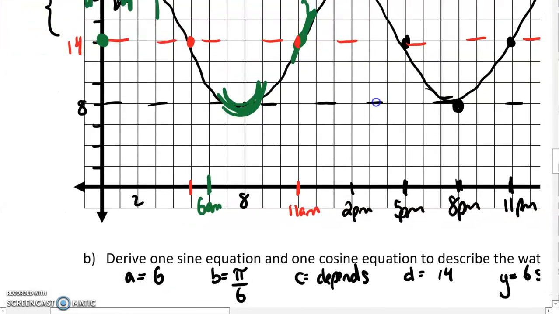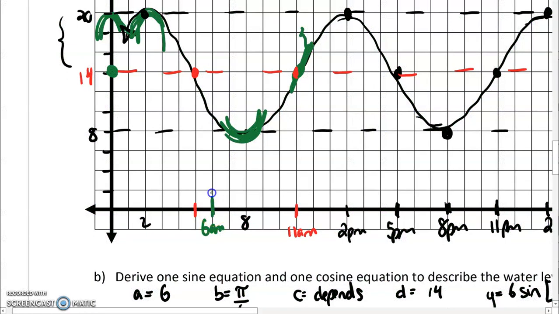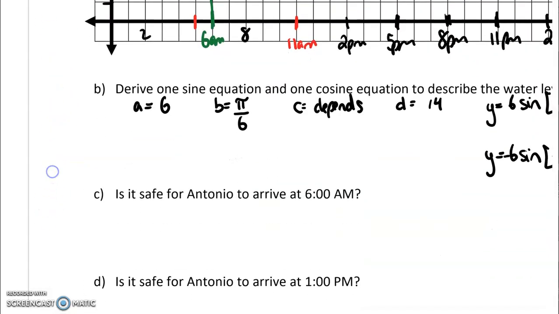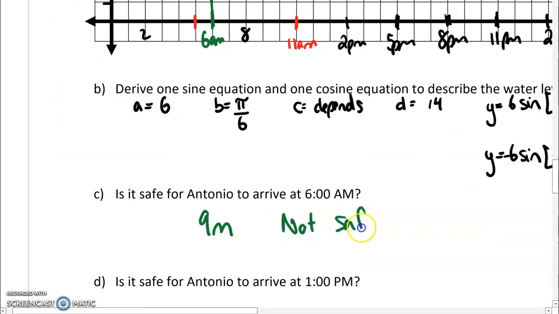I'm going to go up to my graph and see here what time that is. So these go up by 2s, so it's not quite 10, so maybe around 9. So this looks like 9, and this was our height. This is in meters. So is it safe? Well, we're at around 9 meters, and we need 15. So we are not safe. So we can check a different time.